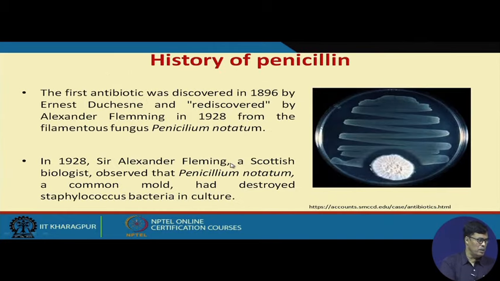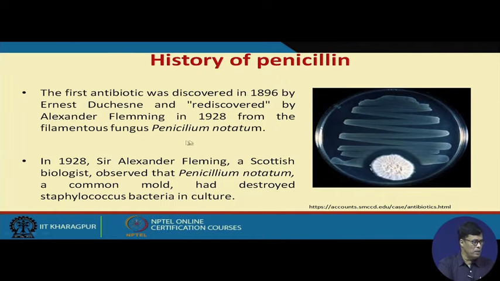Now let us talk a little bit about the history of penicillin. The first antibiotics were discovered in the year 1896 by Ernest Duchenne, and it was rediscovered by Alexander Fleming in 1928 from the filamentous fungus Penicillium notatum. So nowadays we produce penicillin by Penicillium griseus. I shall discuss how the transformation has been taking place.